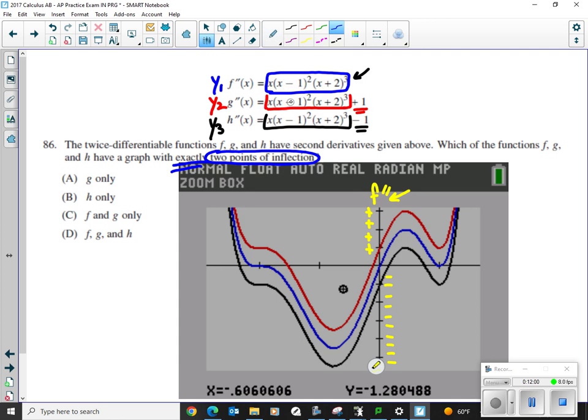Here are my highlighters. It's my time to shine. Don't mess it up. All right, so I'm the blue line.